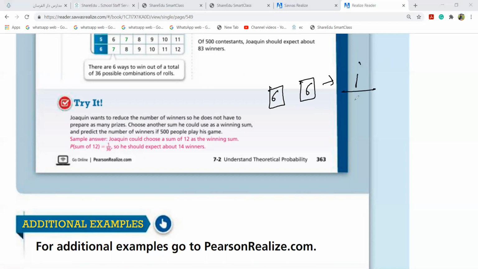So one chance over how many total were there? 36. So one chance for 36. So for 500, how many will you get? Divide 1 over 36, and you multiply it. When I multiply and divide, I get 14 winners. Please write this down.